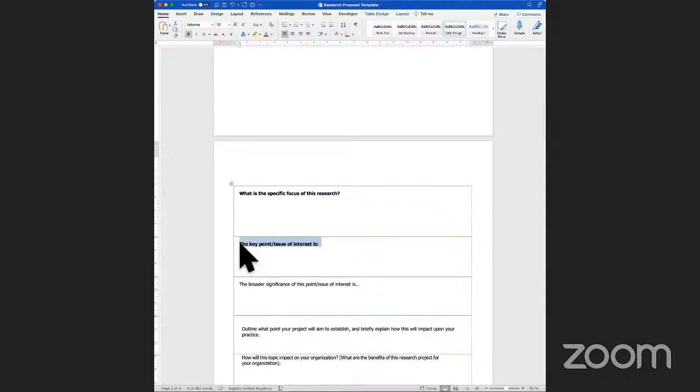And this is to filter out and ensure that you're minutely looking at the details of what is the research question. So the specific focus of this research will relate to the research question, the main reason why you're looking at undertaking this research. Then you talk about the key issues or points of interest when you undertake this research. What will the research report or the publishing of the research result actually accomplish?